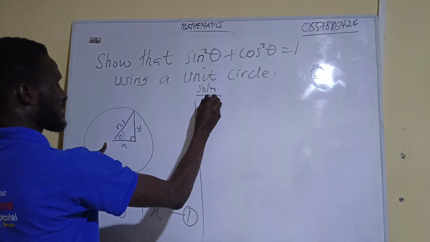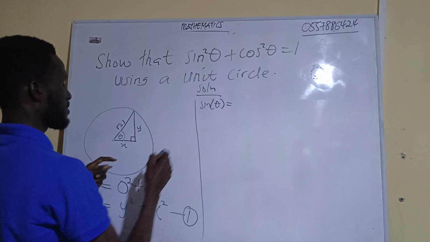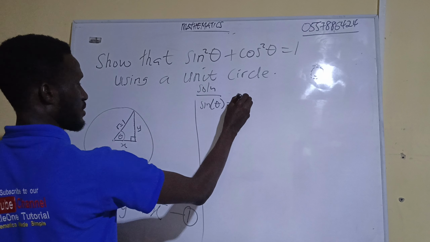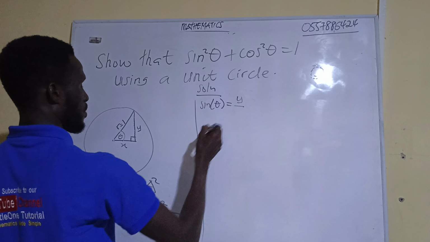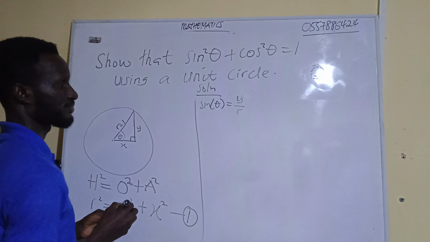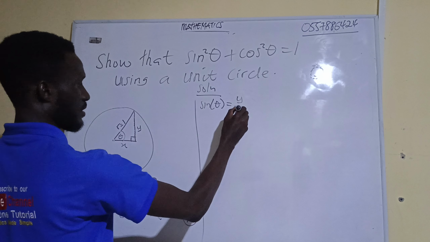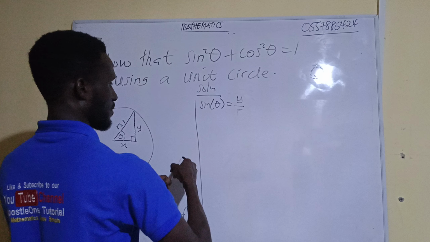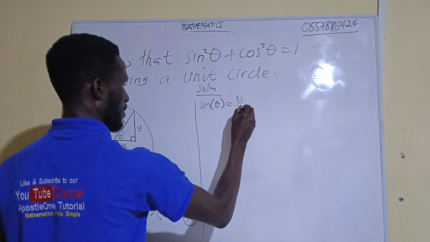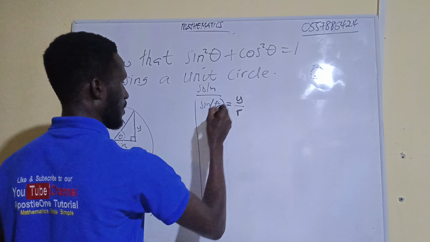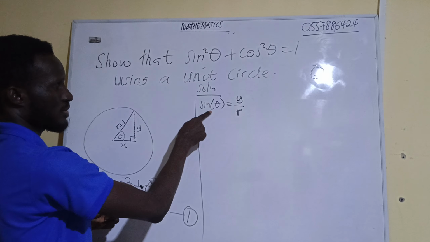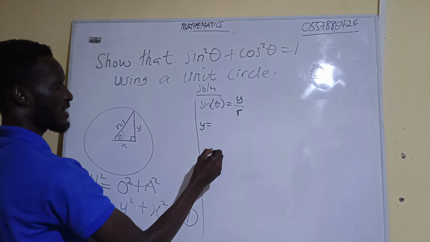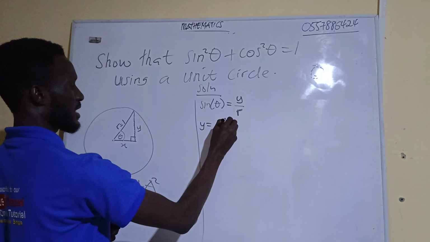Let me find sine theta. Sine is equal to opposite over hypotenuse. So, opposite y over hypotenuse r. Now, multiply this one by r. So, it means y is equal to r sine theta.